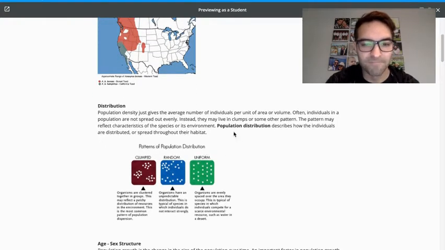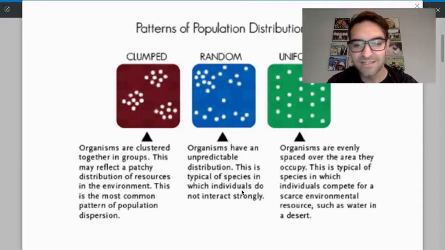So again, population distribution describes how the individuals are distributed or spread out through their habitat, which would be considered that range. Okay, so looking at this, I know it's a little bit blurry, but I really liked how it had the visual, but then also the little descriptions to help you understand it.